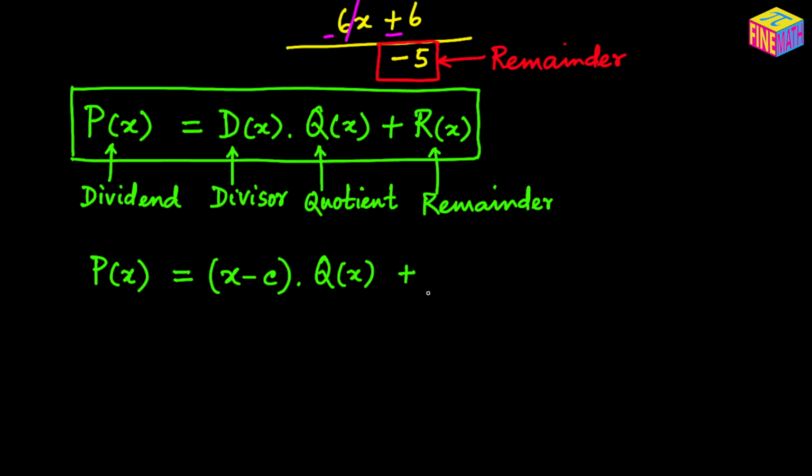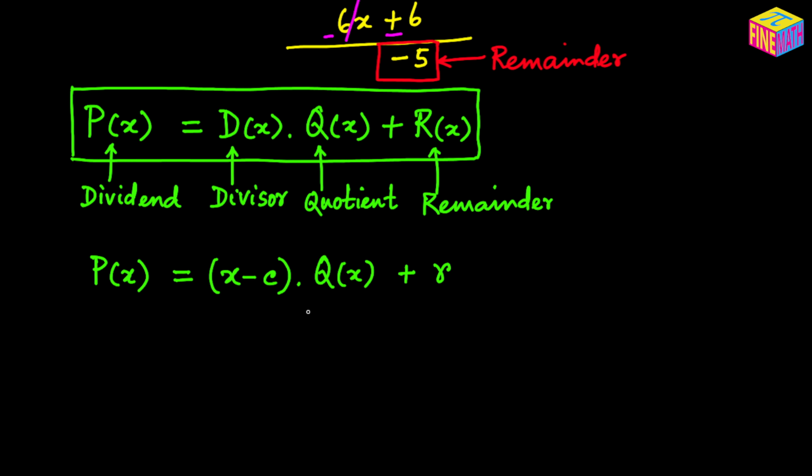That means the remainder is a constant term. There is no x term there. The power of x is 0. That means the remainder is a constant term. So instead of writing r of x, I am going to write just a small lowercase r, because the remainder is a constant term. There is no x term in the remainder, since the degree of the divisor is just 1, and the degree of the remainder has to be 0. It cannot be 1, it has to be 0, because the degree of the remainder is at least 1 less than the degree of the divisor.